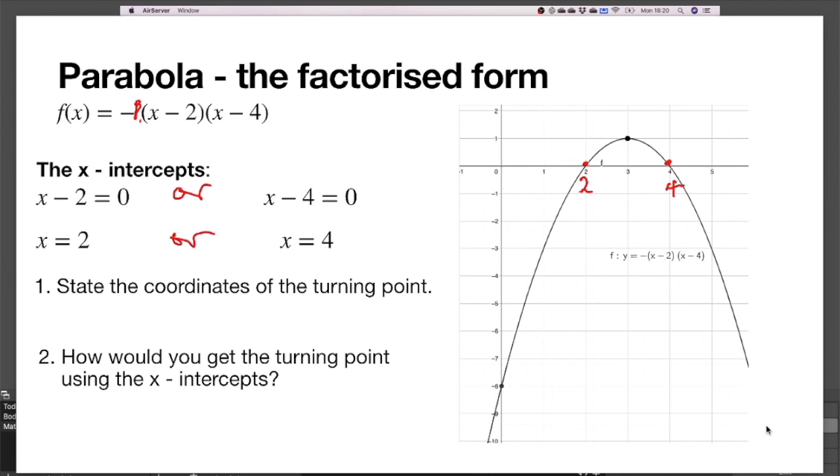If you take 2 and you add 4 and divide the answer by 2, that will give us x is equal to 3, which means the x-coordinate of the turning point is equal to 3. And that is exactly what we have there. And now if you know x, you can substitute into the function, and that will give you y. In this case, your y will be equal to 1.